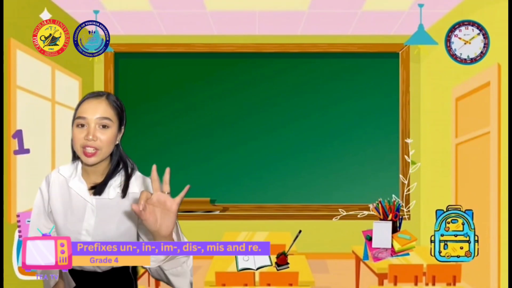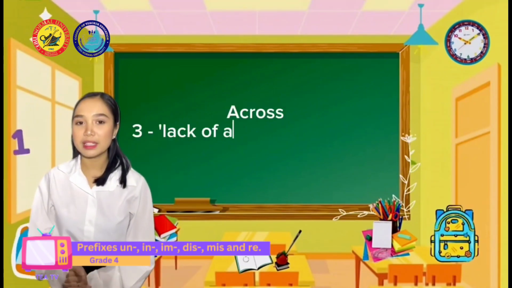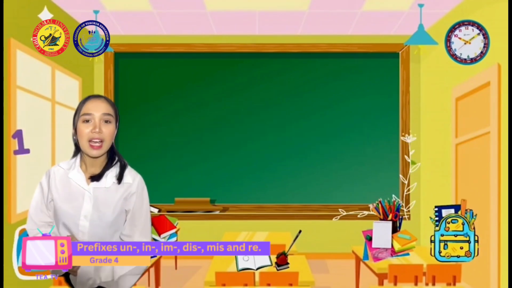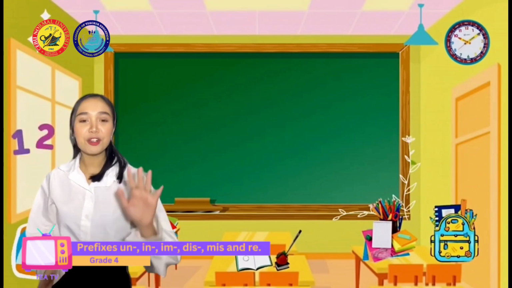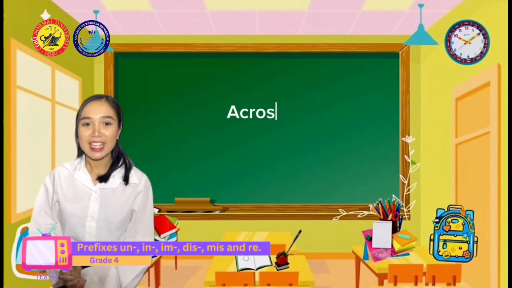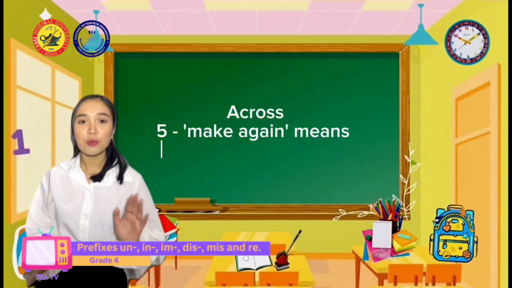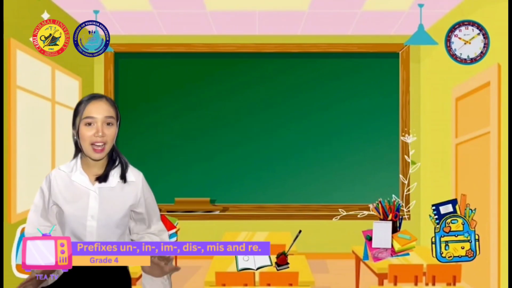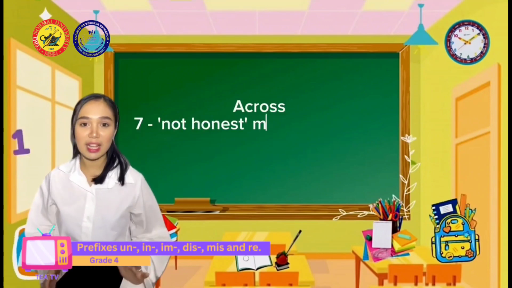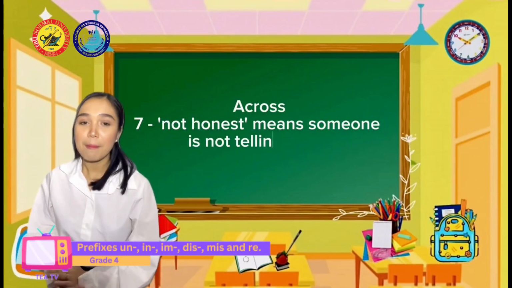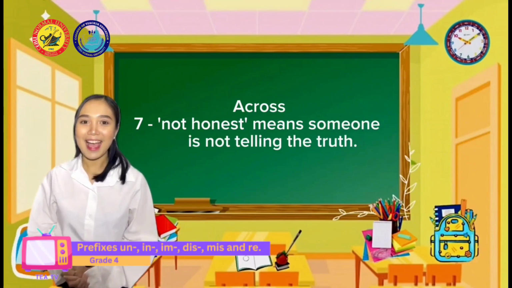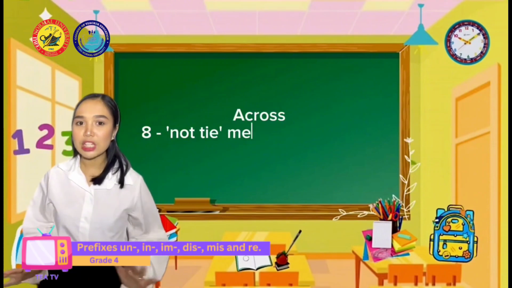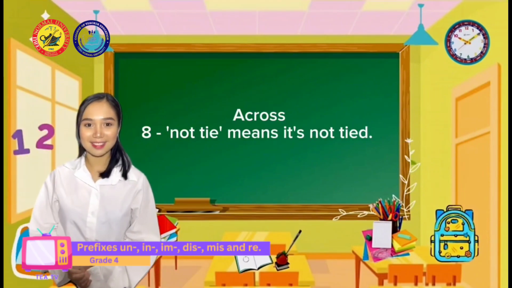And for number 3, we have lack of ability. It means you don't have the ability. So what prefix can mean lack of? And for number 5, make again. It means doing something over. So which prefix means again? And for number 7, not honest, it means someone is not telling the truth. So what prefix makes something not honest? And number 8 is not tied. It means not tied. Which prefix means not?